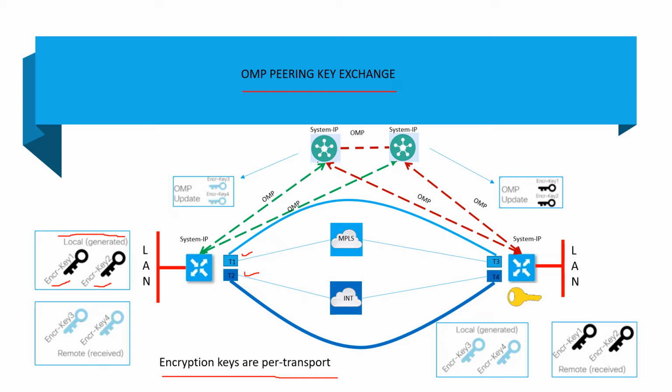These encryption keys go to the vSmart as an OMP update, and then the vSmart is going to further distribute all these keys to the rest of the vEdge devices in your network. So we can see on both ends, this is my locally generated key and this is my received key, which is coming from my remote peer.